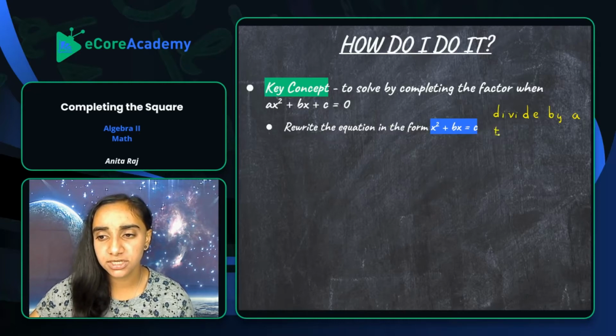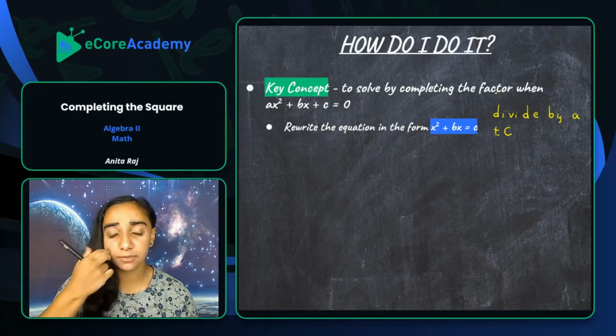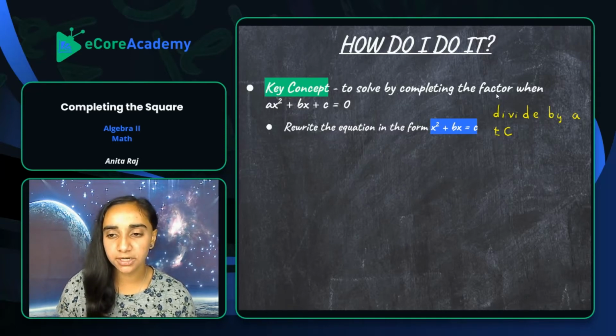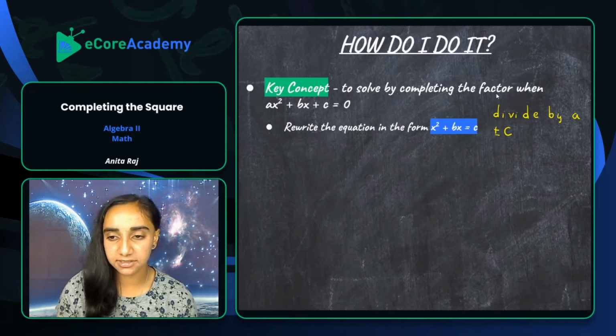So we're trying to move c, that's why I say plus or minus c, so you're adding or subtracting c to both sides of the equation. We're just trying to move c to where the 0 is. So we're trying to divide by a first, and then we're moving c to where 0 was, so then you get x squared plus bx equals c.